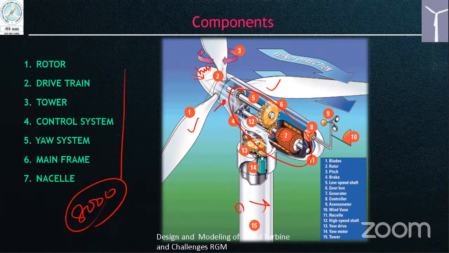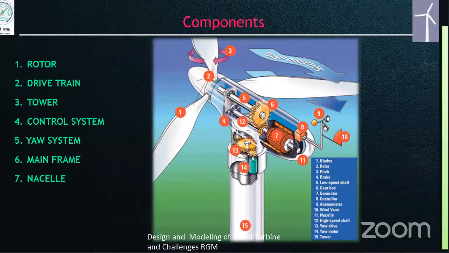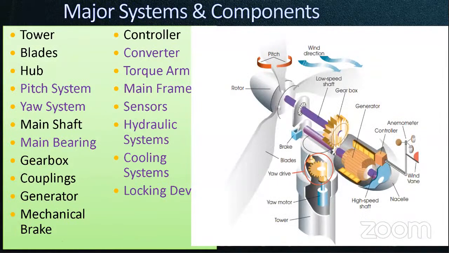The yaw system is how the entire turbine moves towards the wind direction. In case the wind is coming from this direction, the entire rotor will face towards the wind direction. In case the wind is coming from that direction, the entire rotor moves towards that direction. So this is called the yaw system, and the mainframe supports the entire component, and the nacelle. I'll explain the different components one by one. Those are the major components, and other subcomponents are also there.